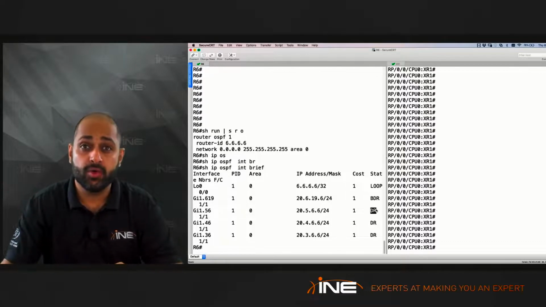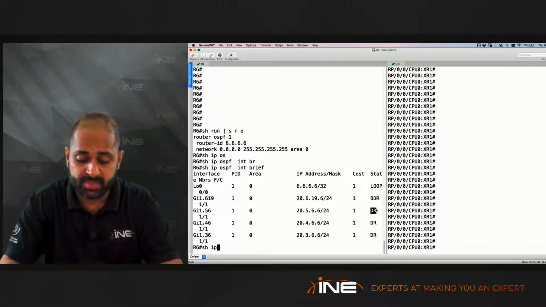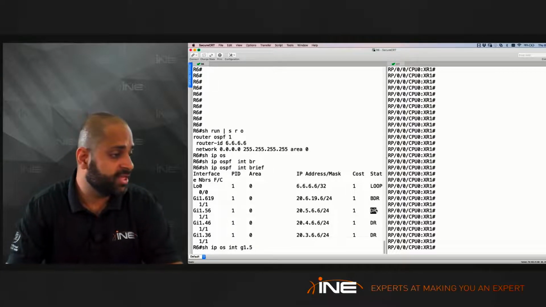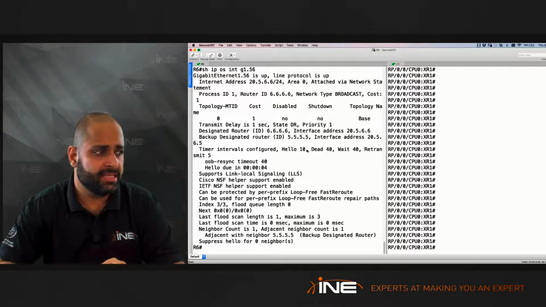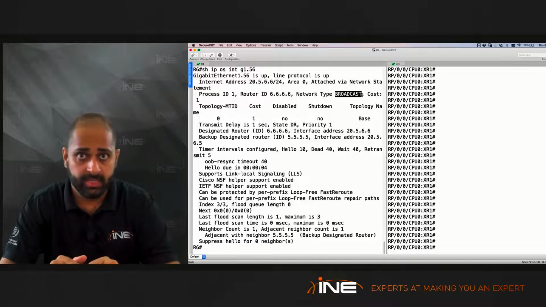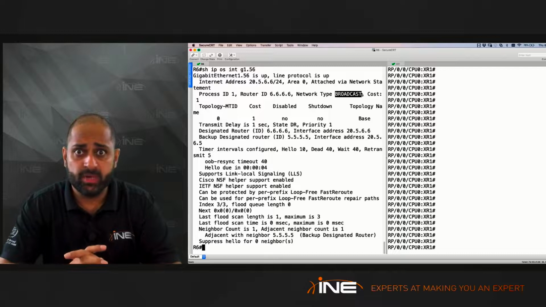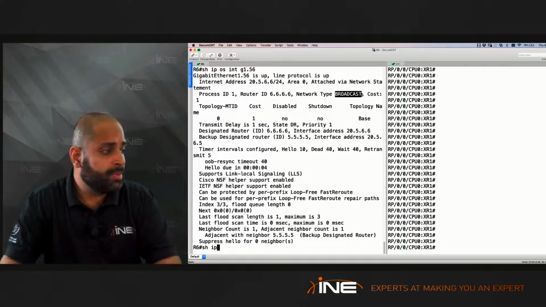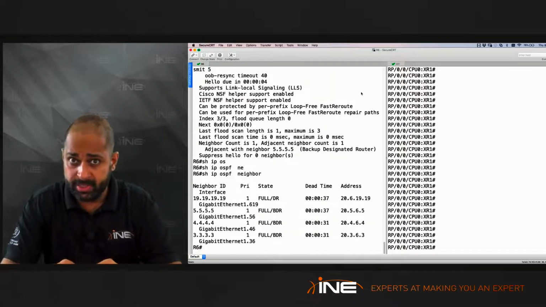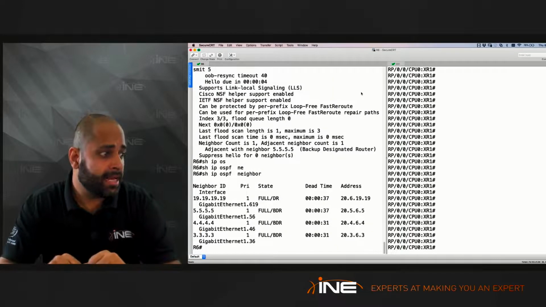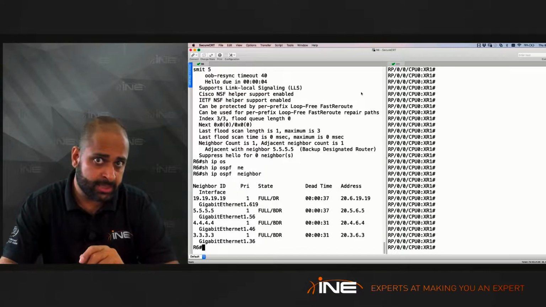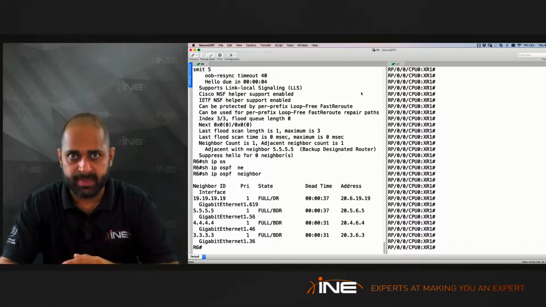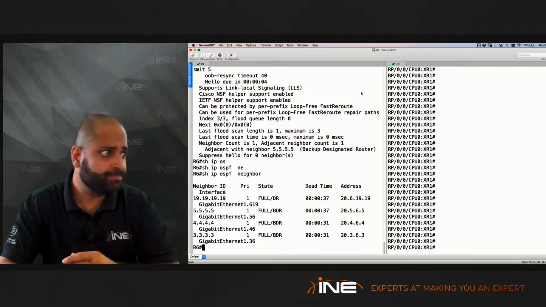You can always verify your network type with show ip ospf interface. Let's say gig 1.56. You would see that the network type is broadcast. Because of that, there would be a DR election. So you can always verify your DR by doing a show ip ospf interface brief, or you could do a show ip ospf neighbor. Even that would show you all your neighbors on all its links, and would also show you if there's a DR present, who the DR is, and who is the BDR or DR other.